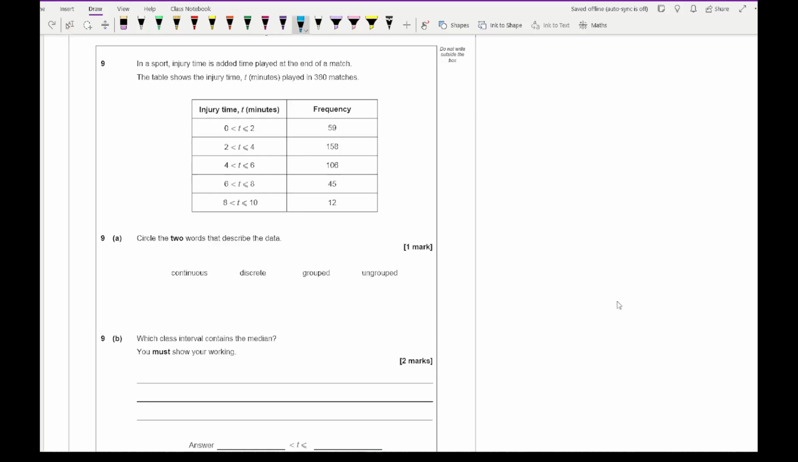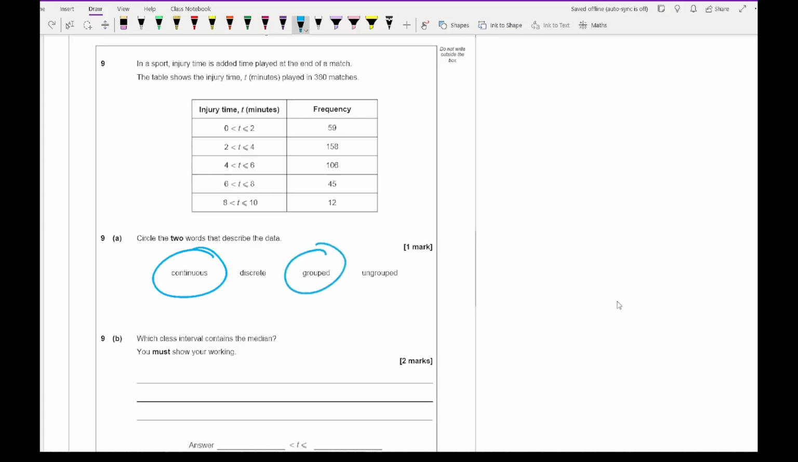Now because we're dealing with time, if I just go through what each of these words are: continuous are numbers that are any numbers within a given range. Discrete is that numbers can only be certain numbers within a given range. Obviously then we've got grouped data and ungrouped data. Now the two options you should go for are continuous and grouped.